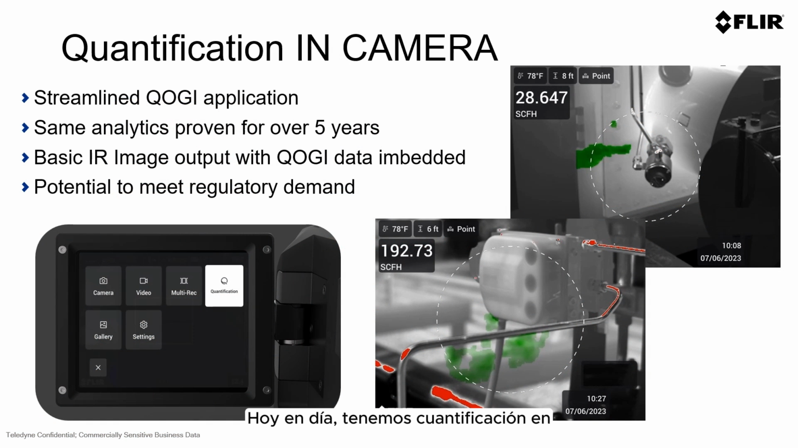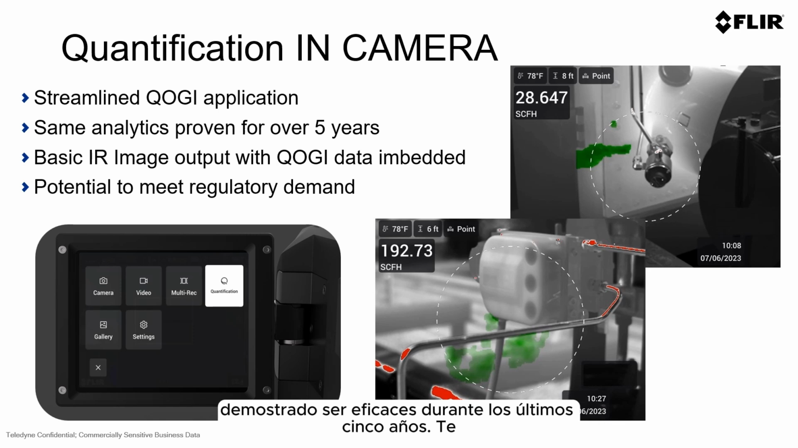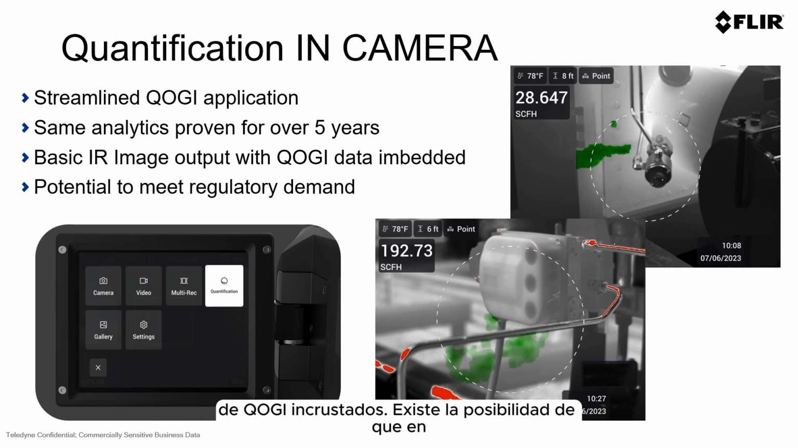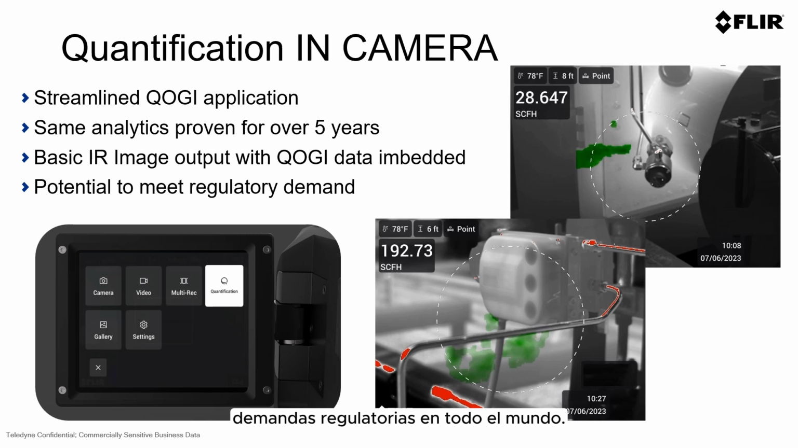Today, we have quantification in our G series portfolio of cameras. This is a streamlined QOGI application that has the same analytics that's been proven over the last 5 years. It gives you a basic infrared image output, just a JPEG image, with the QOGI data embedded, and there is a potential in the future for this to meet regulatory demands across the globe.